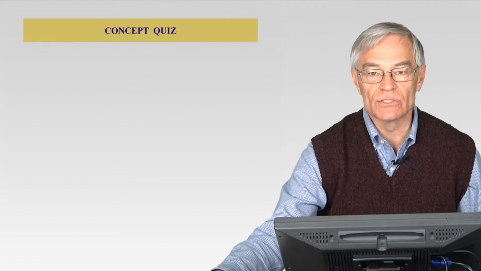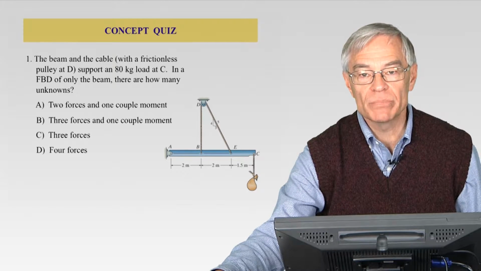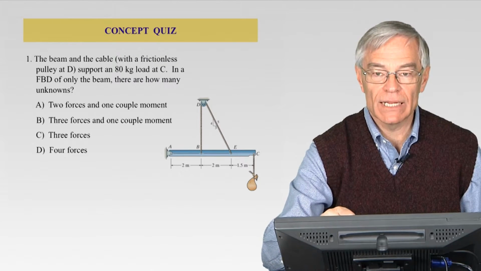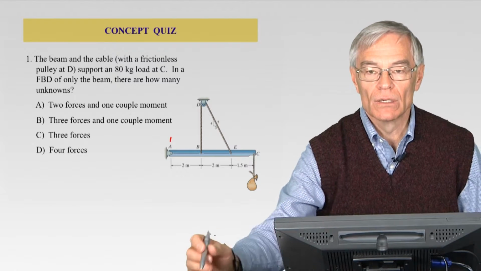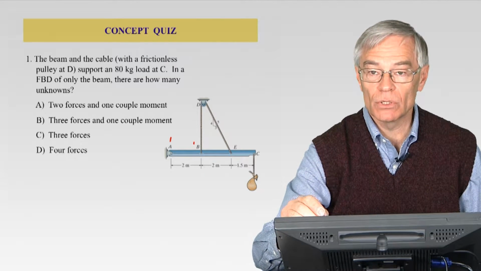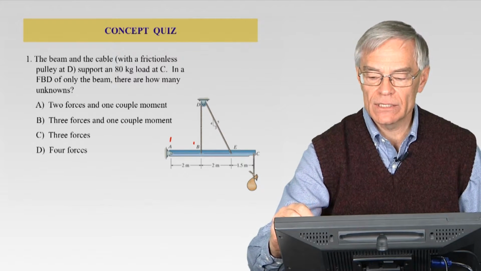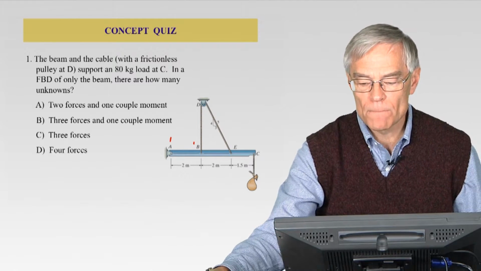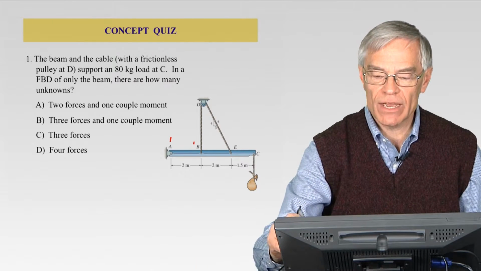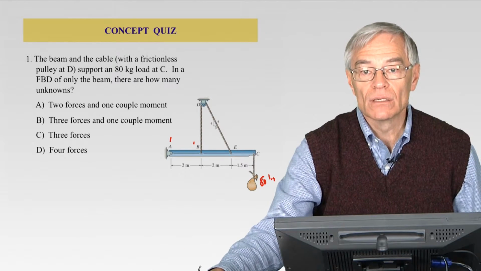So your concept quiz. We again have a beam. It is pinned at A. You may or may not be able to see, but there's a pin at A. It has a cable that connects here at B, goes up over a pulley, and we assume a frictionless pulley as shown in the problem, at D, and then down to a connection point at E. So the cable is fixed at B and E, and then out here at C we have that external load, 80 kilograms, given to us in the problem.